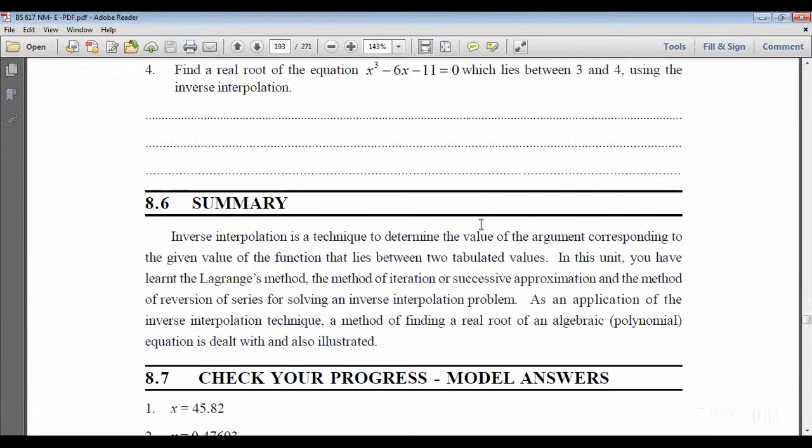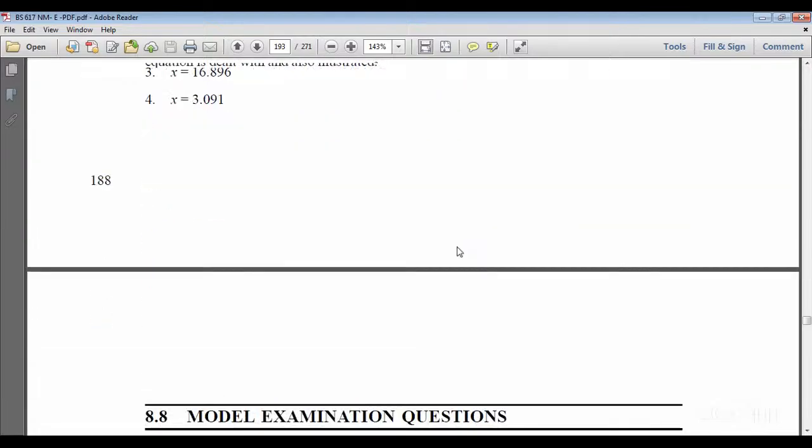So in this unit we learned the technique that determines the value of the argument corresponding to a given value of the function which lies between two tabulated values. You have learned Lagrange's method, the method of iteration of successive approximation, the method of reversion, for solving the inverse interpolation problem. As an application of inverse interpolation, the method of finding a real root of an algebraic equation is also illustrated.